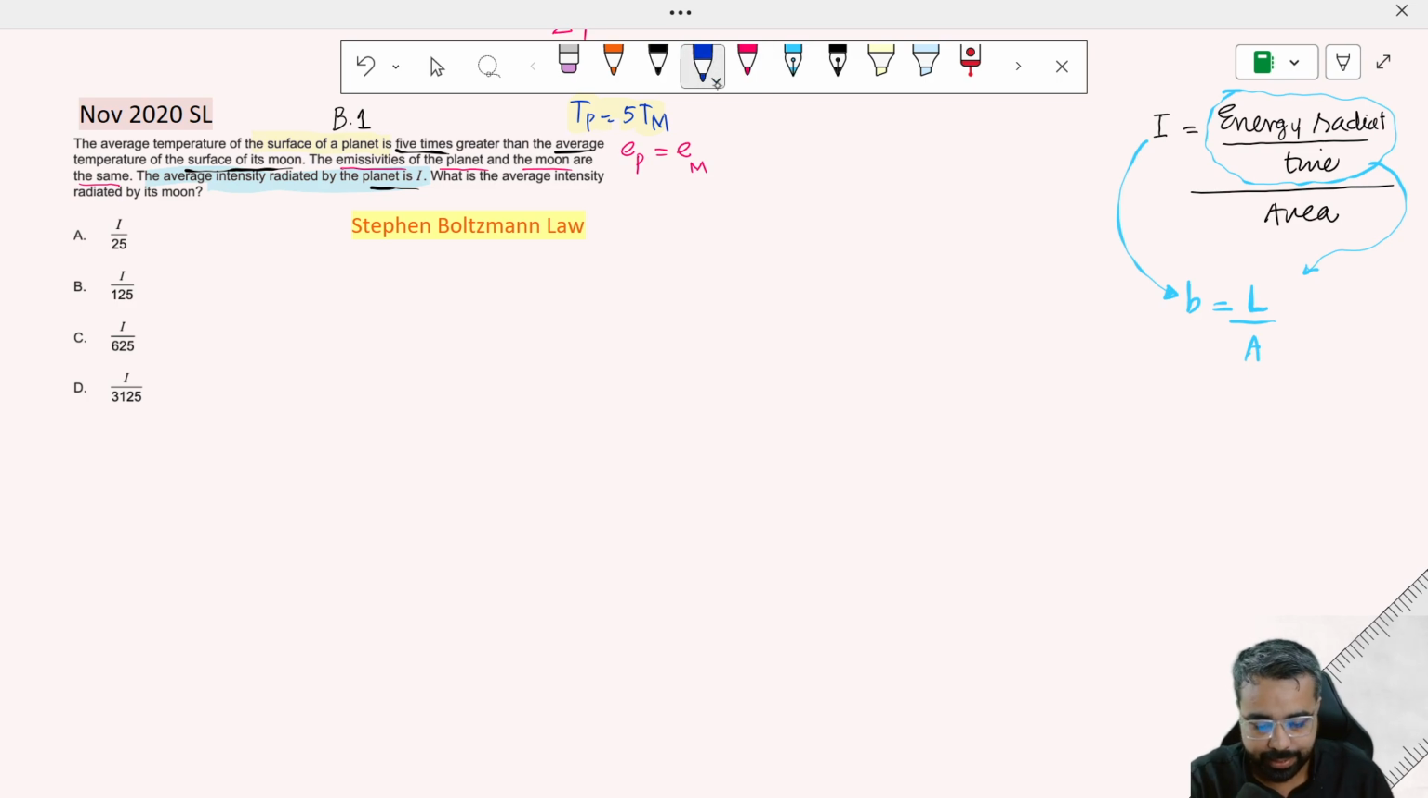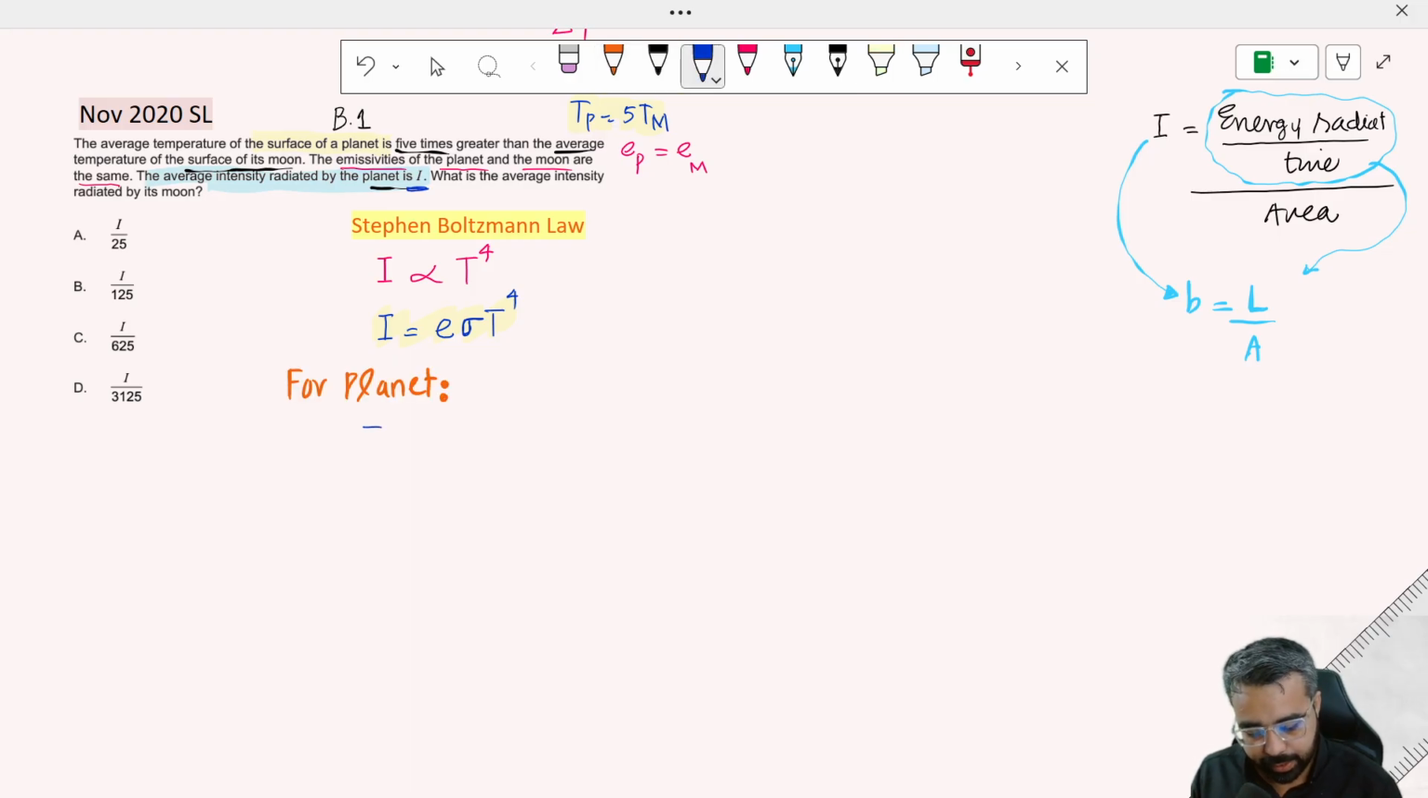So anyway, the intensity radiated by the planet is I. According to this question, what is the average intensity radiated by the moon? How can we compare the intensities of these two objects? Let's understand what the Stefan-Boltzmann law says. It says that the intensity of a black body is proportional to the fourth power of the Kelvin temperature, the absolute temperature. So when I place a constant and the emissivity, this is the Boltzmann constant, T raised to power 4. We are going to use this formula to compare.